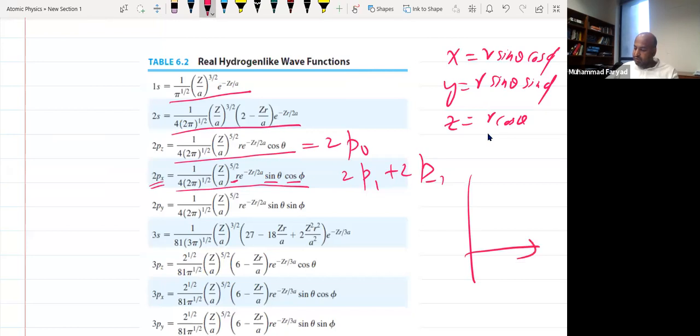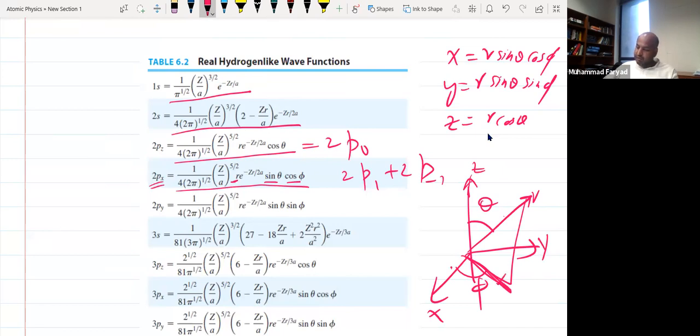If you recall this construction, if there is a radial vector of angle theta and phi, this component is called r cos theta. And when you take its projection over here, this is r sine theta. So the x component is r sine theta into cos phi, and the y component is r sine theta into sine phi. So sine phi is y, cos phi is x, and cos theta is z. Now this r sine theta cos phi is actually x. So it means that this 2px wave function now only depends on x.